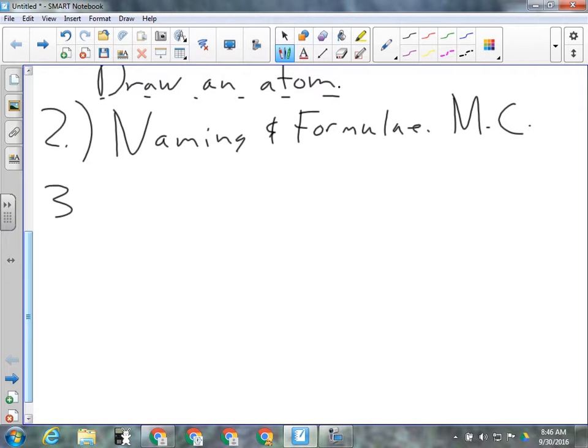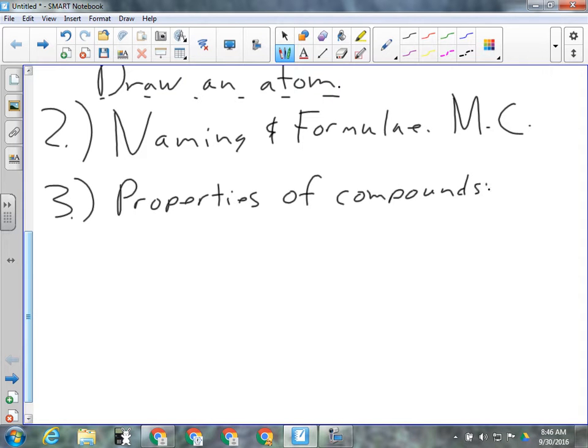Okay. Third thing. Properties of compounds. There could be some multiple choice questions about, you know, you have an unknown compound and here are its properties. Is it ionic or molecular? Or here's a couple of possible identities. Which one might it be?